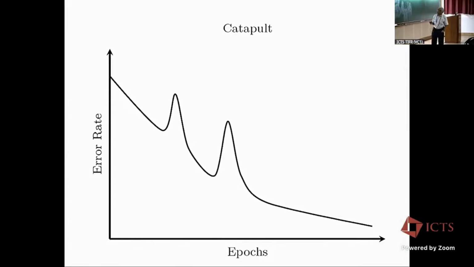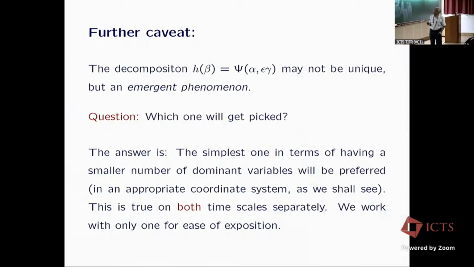So this is the kind of thing which I can explain this way. Now, again, there's another thing. It was not obvious that this decomposition was unique. Maybe, depending on which seed you start with and what noise you have, you will end up with a different choice. So what this emphasizes is that it's the simplest one, in terms of having a smaller number of dominant variables in an appropriate space. And this I can say about both the time scales, so I'll just stick to one time scale for simplicity.